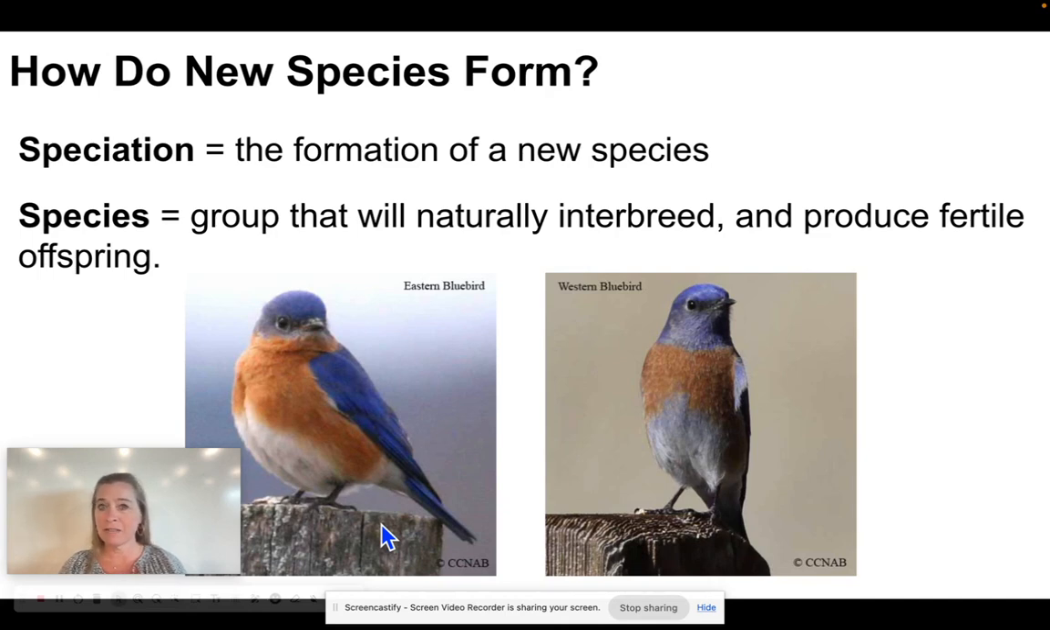A species is defined as a biological group that will naturally interbreed and produce fertile, healthy offspring. So for instance, in this example, the eastern bluebird and the western bluebird, although having very similar looks and very similar habits, would be considered separate species because they would not naturally interbreed. The eastern bluebird has one song that it uses to attract mates, the western bluebird another. Because they wouldn't attract mates from opposite species, they can't be considered to be the same species. So they have to naturally interbreed and produce fertile offspring to be a species.